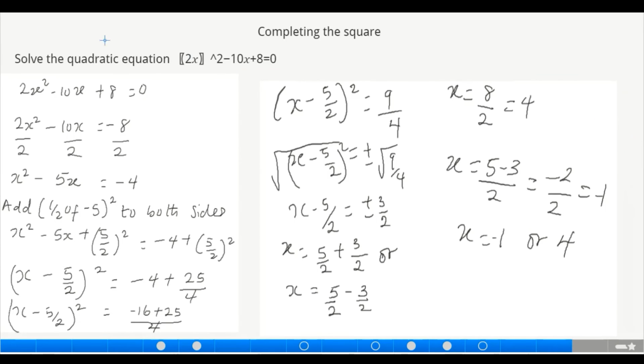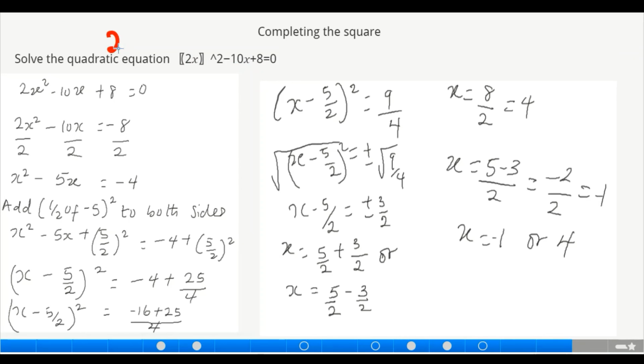Now let's solve using the completing the square method: 2x squared minus 10x plus 8 equals 0. The first procedure is what? We have to divide the given expression by the coefficient of a. What is the coefficient of a that we have there? The coefficient of a is 2. So we divide this equation all through by 2. So now let's do that.